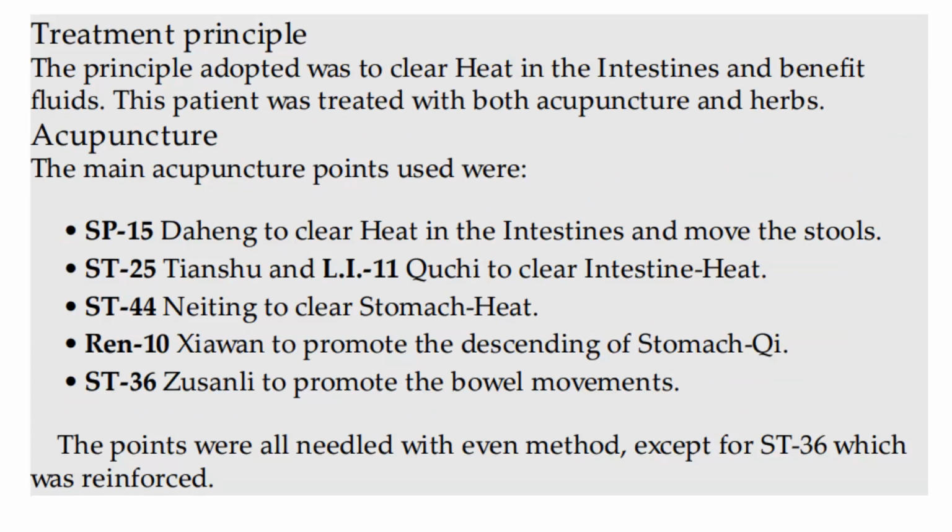The main acupuncture points used were spleen 15 to clear heat in the intestines and move the stools, stomach 25 and LI11 to clear intestine heat, stomach 44 to clear stomach heat, Ren 10 to promote descending of stomach qi, and stomach 36 to promote bowel movements. The points were all needled with even method except for stomach 36, which was reinforced.